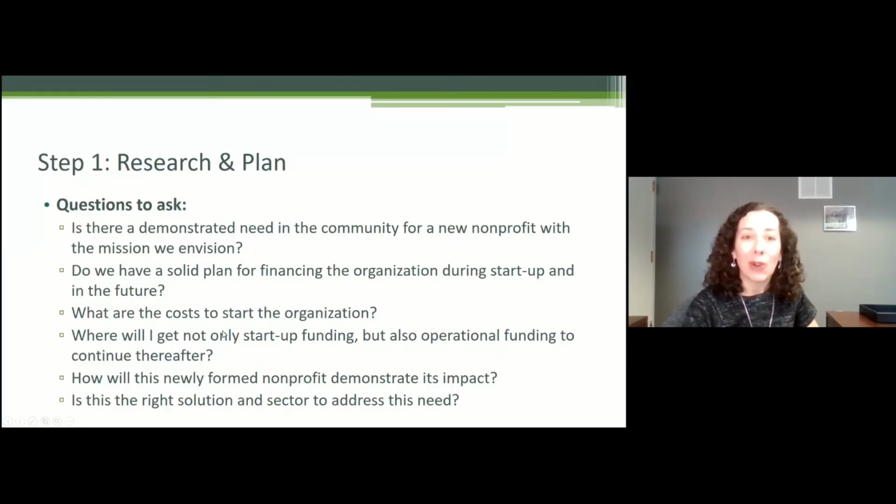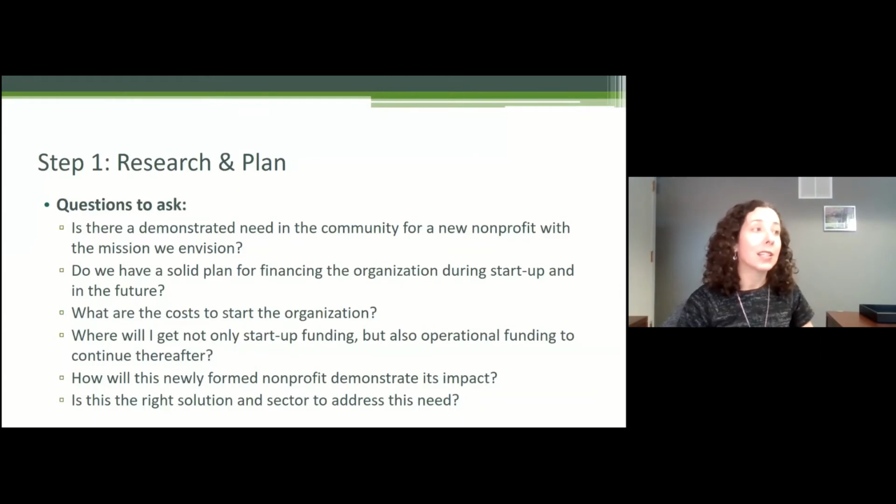So the first step in looking at starting a nonprofit organization is a step that I encourage you to spend some intentional, deliberate time on. And this step is research and planning. So some good questions to be asking as you think about forming a nonprofit organization.